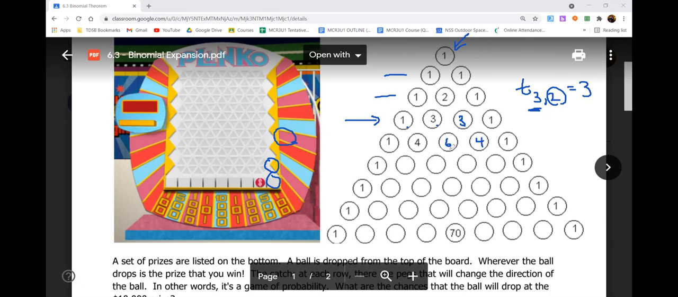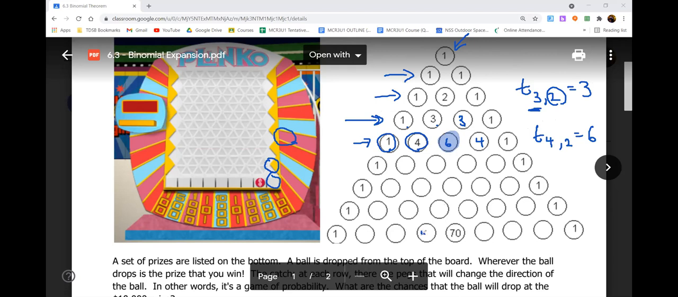Let's try a different one. Let's say I'm looking for 6 here. What row is the 6 in? That's 1, 2, 3. This is in the fourth row. And 6 is diagonal 0, diagonal 1, diagonal 2. Term 4, 2 is equal to 6.